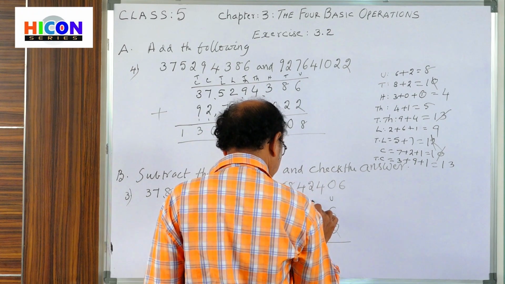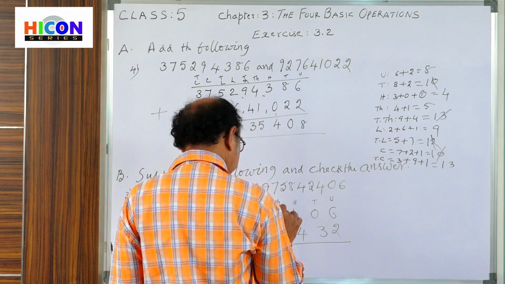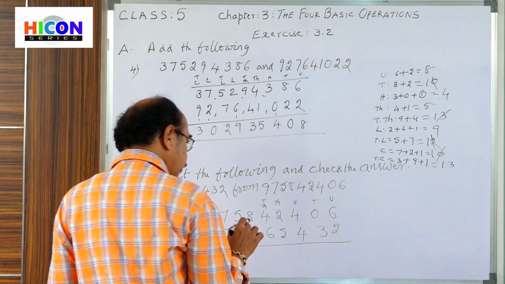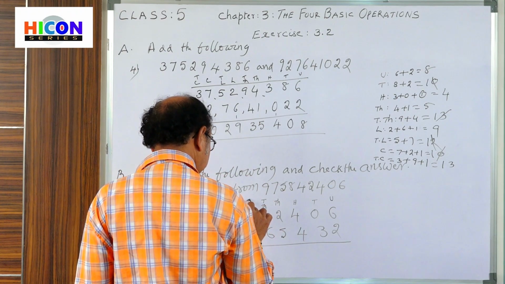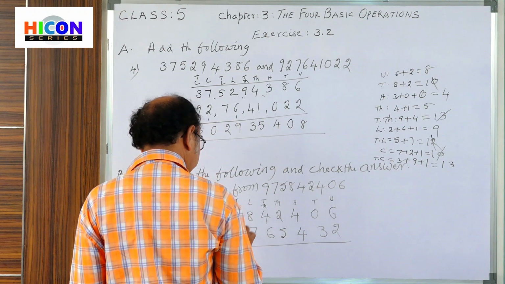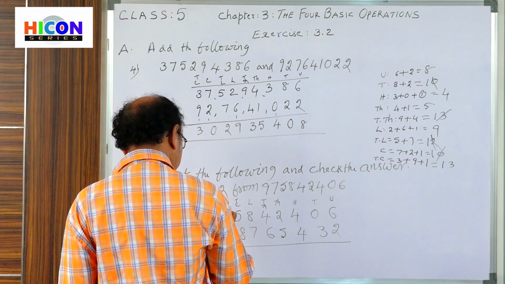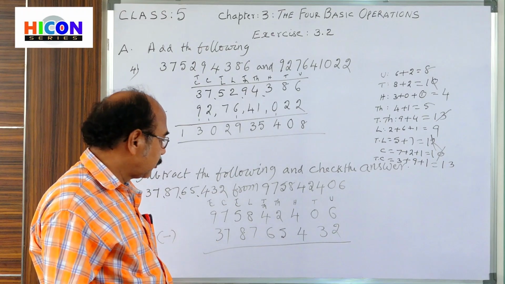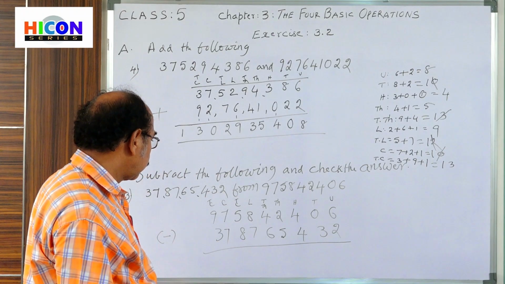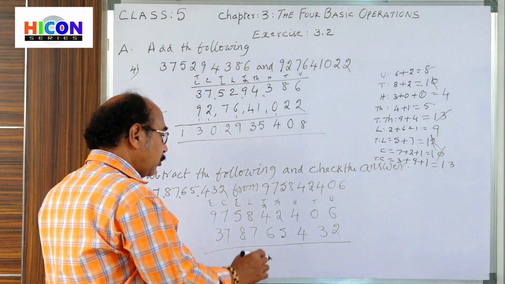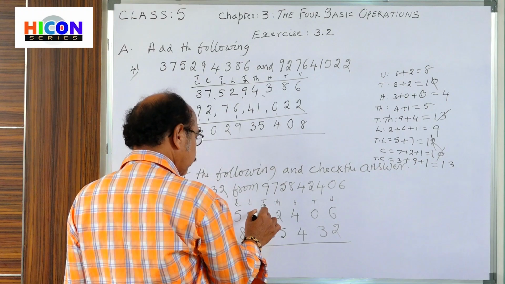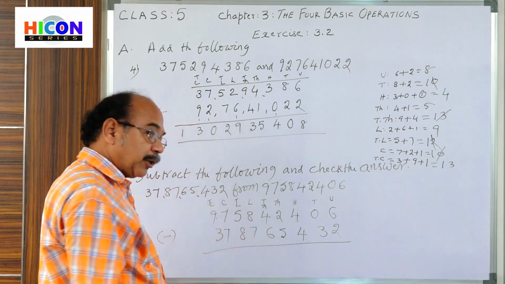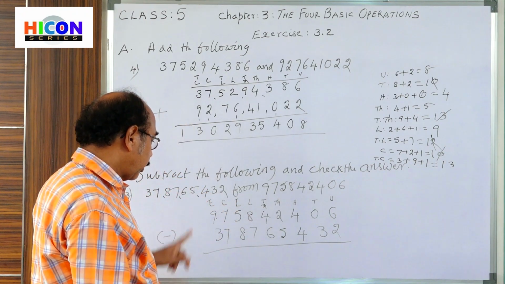Units, tens, hundreds, thousands, 10,000s, next lakhs, 10 lakhs, crores, 10 crores. TC, what does TC mean? 10 crores. T for 10, C for crores. Okay, children. So units, tens, hundreds, thousands, 10,000s, lakhs, 10 lakhs here. PL means 10 lakhs. Crores, 10.